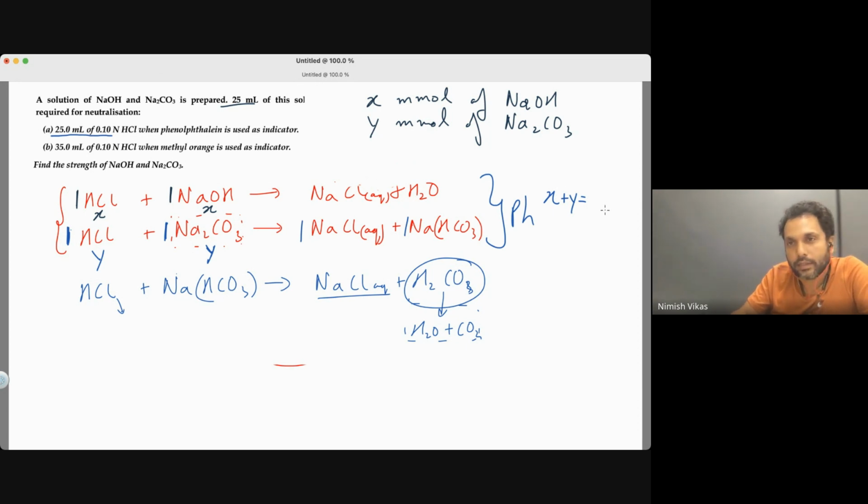Those who were there in the last class would understand that, right? 25 into 0.1. How much is that? 2.5. One equation done, right? Similarly, using the other information, we can make one more equation, right? And we have two equations, two variables X and Y, we'll get the answer, right? So the other equation, please make.